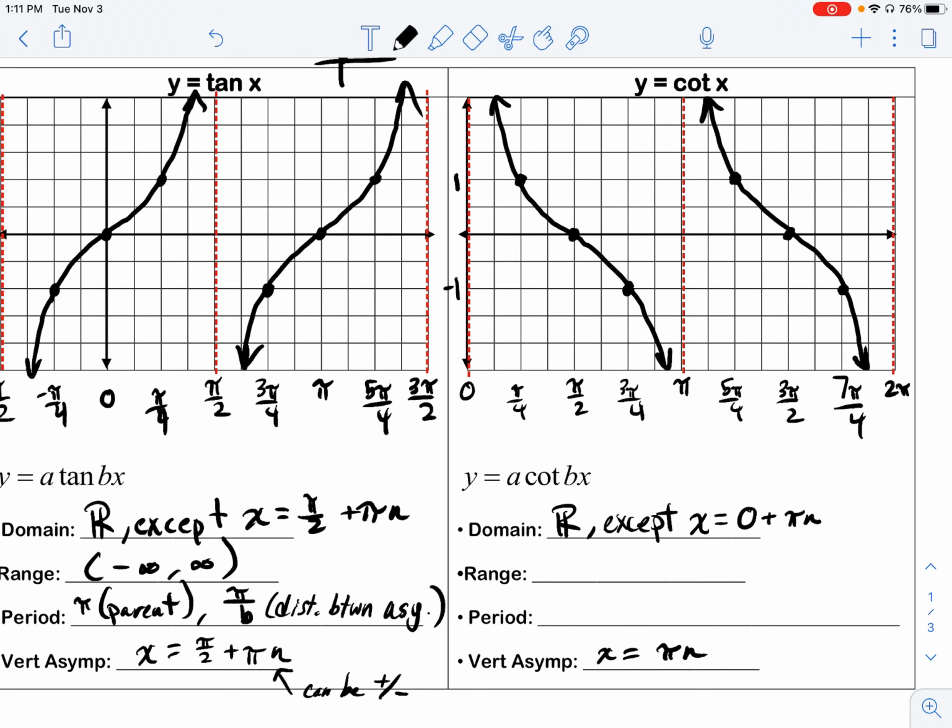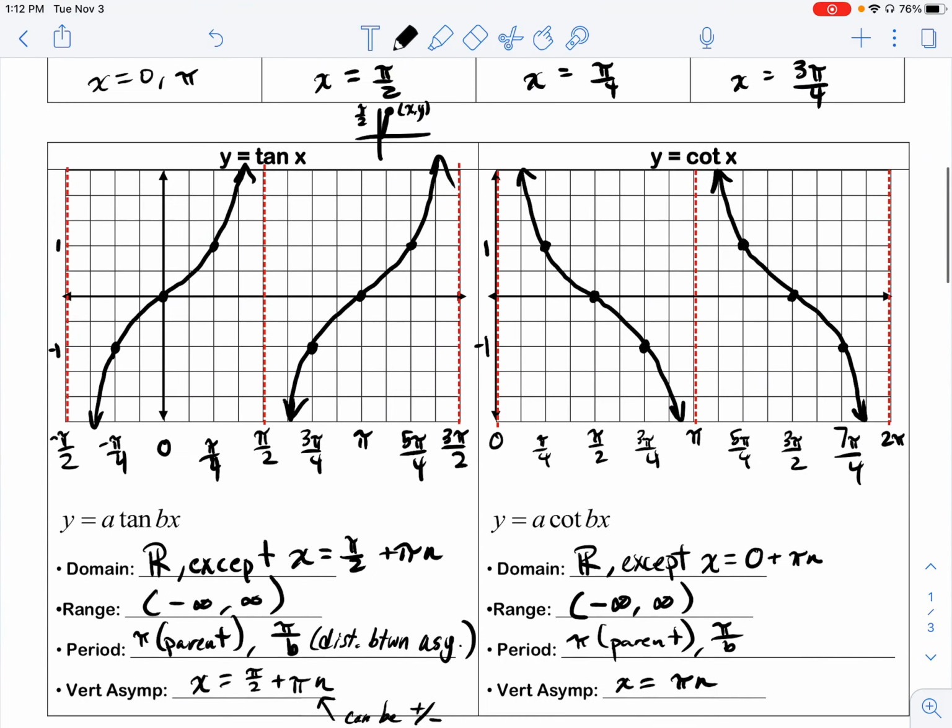Our range, again, for the same reasons that we talked about with tangent, is going to be -infinity to infinity. And our period is going to be, in this case, the same thing. It's going to be pi for the parent function. And for every other transformation, we're looking at pi over b.